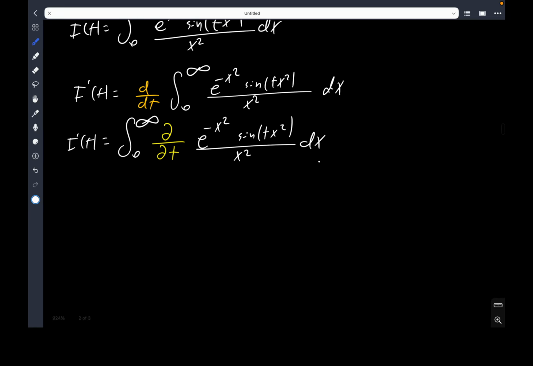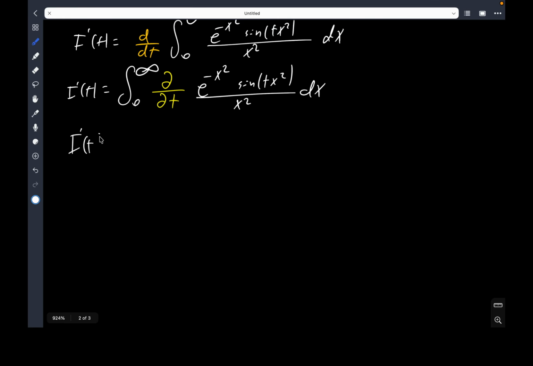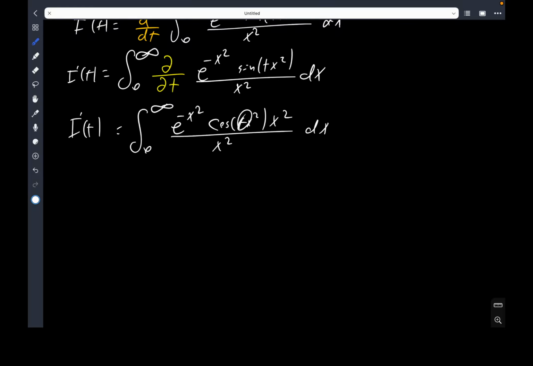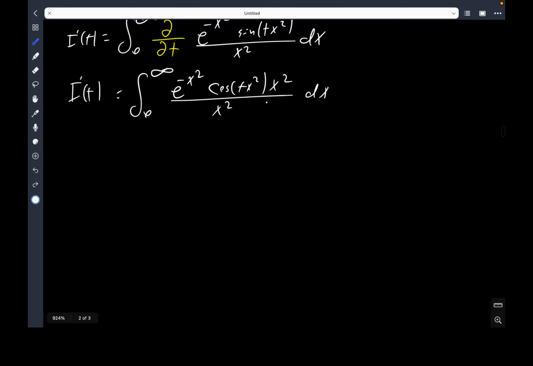Since I'm taking the derivative partially, I would consider these two constants and only take the derivative of sine tx squared. Thus, it would be e to the negative x squared cosine of tx squared times x squared over x squared dx. The t vanishes because we're differentiating with respect to t, and x squared here is constant and is considered a coefficient. Thus, I can cancel these two together.